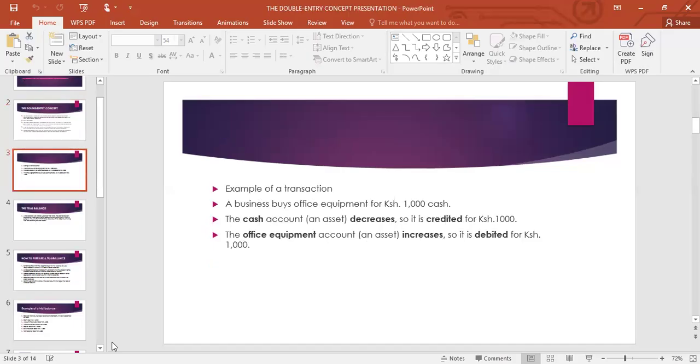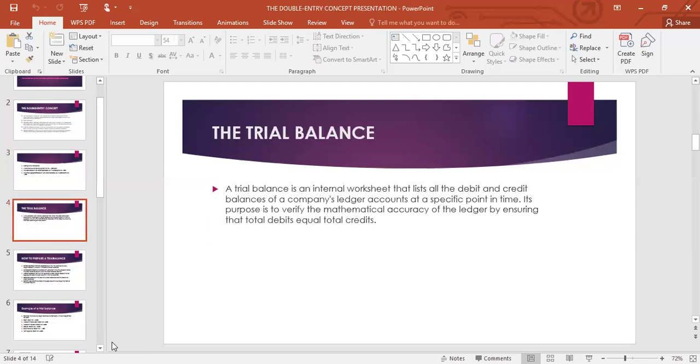Now let's go to an example. Let's imagine that a company buys office equipment at 1,000 shillings. To explain the double entry concept, it means that the cash account, which is an asset, decreases. So this one is credited on the credit side, and the office equipment, that is an asset, increases. So it is debited for Kenya shillings 1,000, and now the accounts will balance. Are we together?